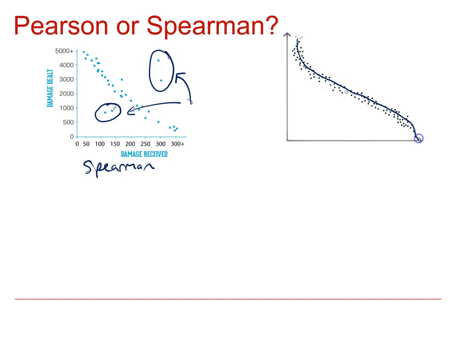This second one, it's not linear enough for a Pearson relationship. It's got too much of a curve and it doesn't fit neatly in a nice ellipse. So we would do Spearman.